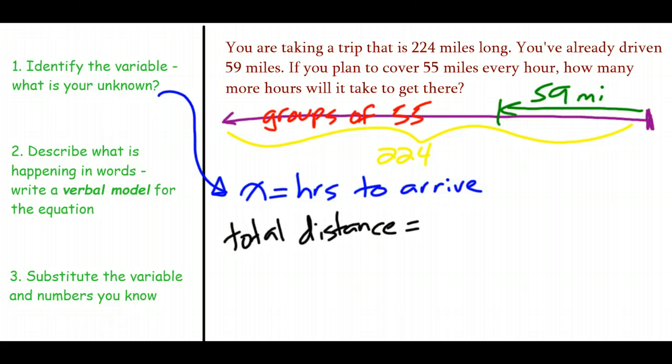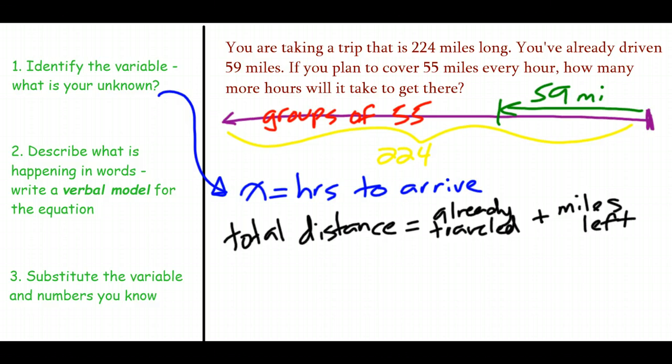Now, on a road trip, you may in the middle of the road trip think, well, I've gone so many miles, and therefore how many miles do I have to go? But when you're planning the road trip or you're talking about the trip itself, you don't think about small sets of miles being taken away from the total distance. You think about the total distance. And so the total distance is the amount that you've already traveled plus the miles left. So the amount that you've gone plus the miles that you have left to go. Your total distance then is 224.